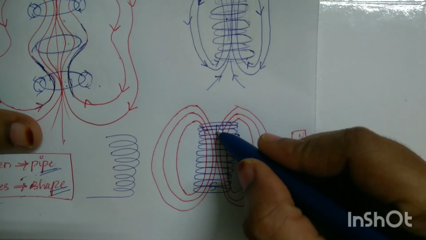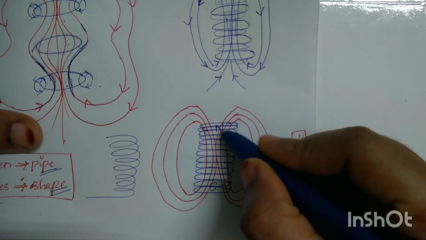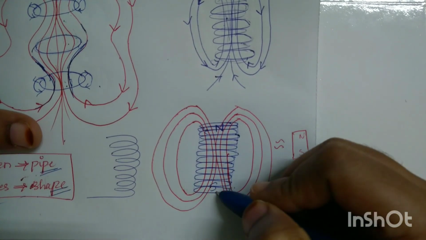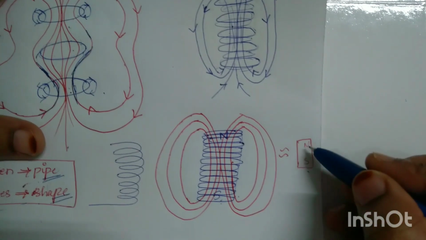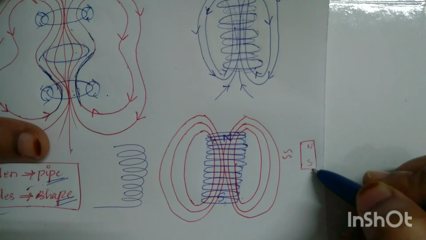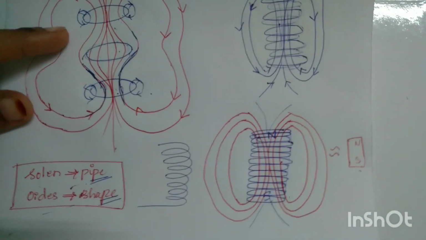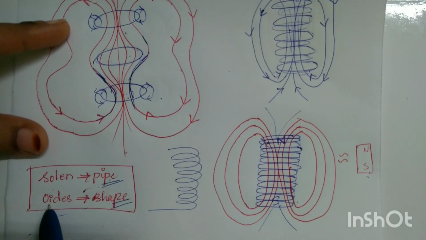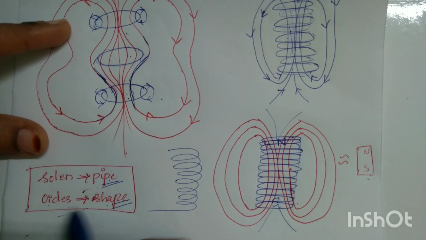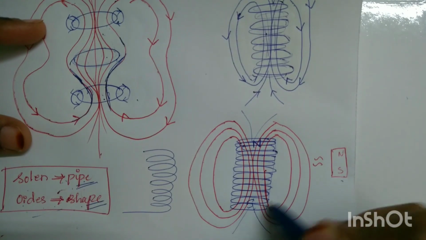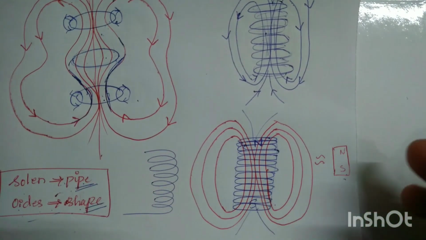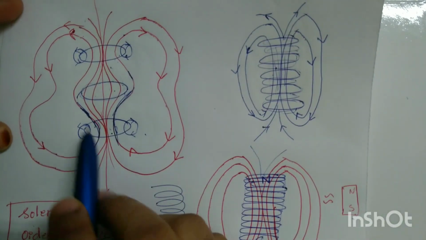Now we can see this structure is much more similar to the bar magnet. This is the north pole and this is the south pole, and these magnetic field lines are similar to those of the bar magnet. Solenoid means pipe and oid means shape, so solenoid means pipe shape. Here we can see this is in the shape of a pipe. Hope you have understood what a solenoid is.